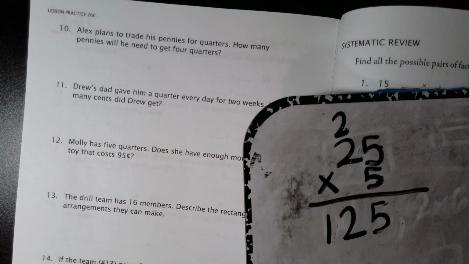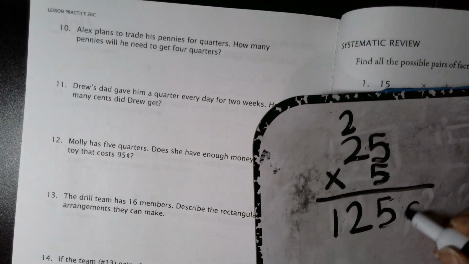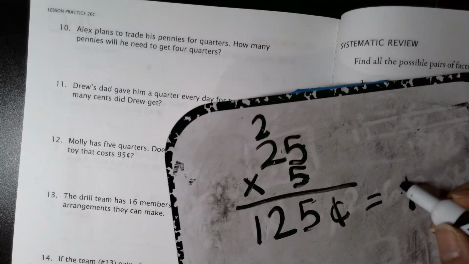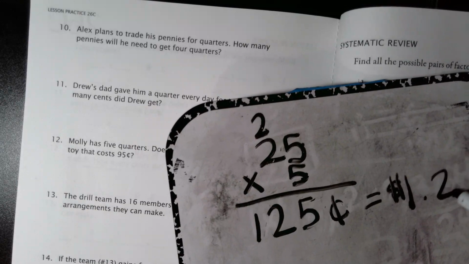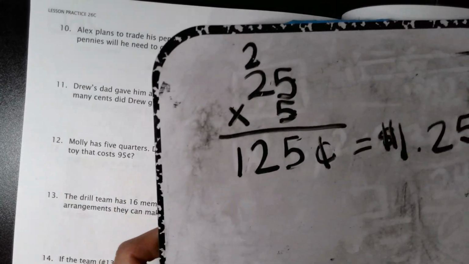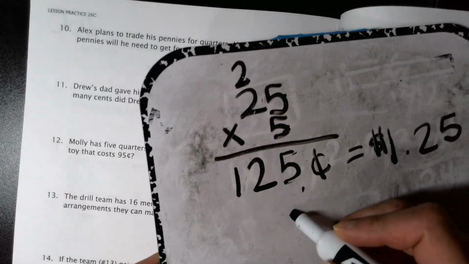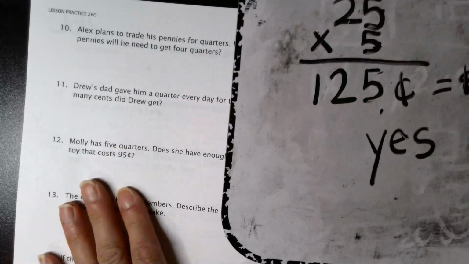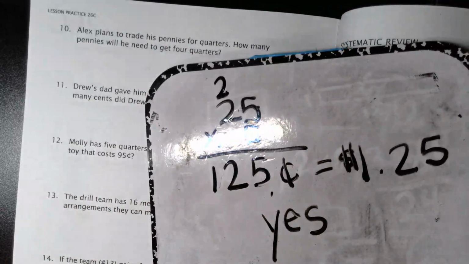So, okay, she has 125 cents, which is really equal to $1, okay, and 25 cents. Okay, so does the toy cost 95 cents? Does she have enough? Yes, she does. She has more than enough. So the answer is yes.